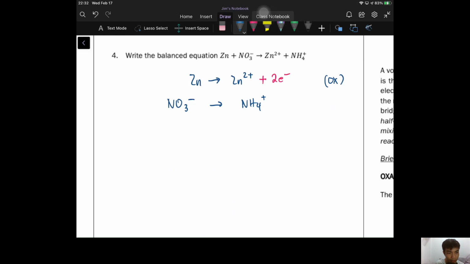So, punta naman tayo sa babang equation. On the bottom equation, we have NO3 minus producing NH4 plus. O kunwari, ganito yung case. Sino yung uunahin ko i-balance? Is it the H2O? Is it the oxygen or the hydrogen or the H plus? No? So, pag ganito yung case ng problem ninyo, you should balance the oxygens first.